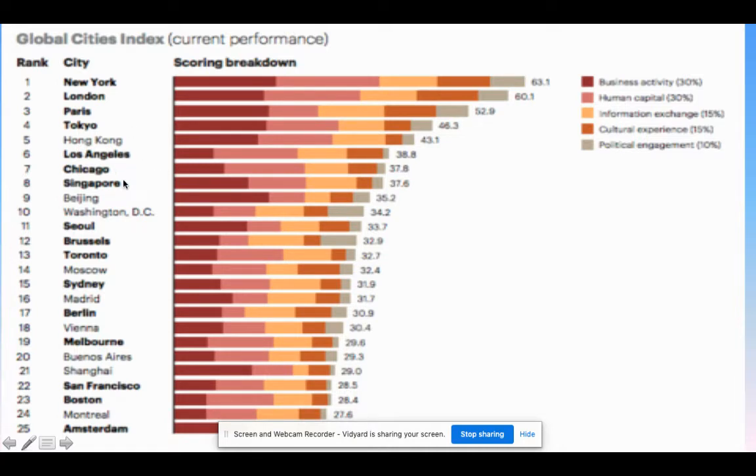Los Angeles, Chicago, Washington, D.C. is on there, all the way down San Francisco and Boston. But when we're talking about truly global cities, these are the top 4.